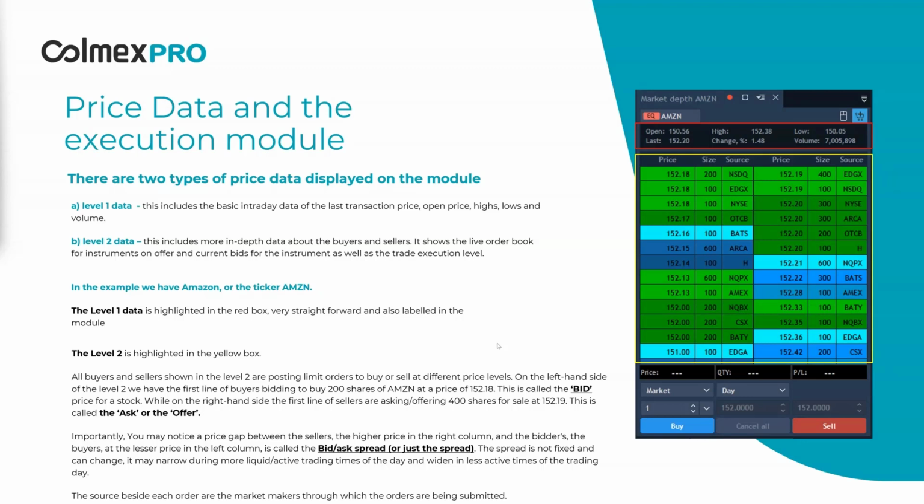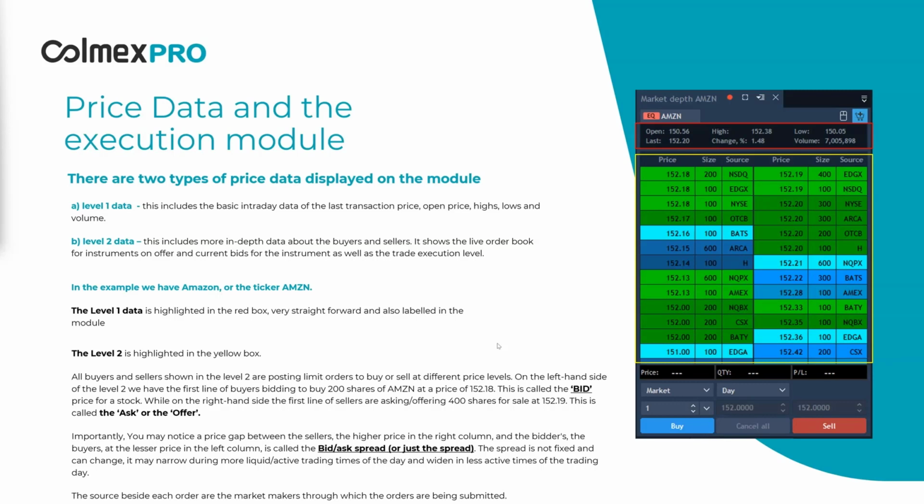We spoke about pre-market and post-market. These are usually associated with lower liquid times and as such have wider bid-ask spreads. Versus cash trading, which is from 9:30 a.m. to 4 p.m., those will often have the tightest spreads of the day. And then lastly, the source beside each order represents the market makers through which orders are being submitted.